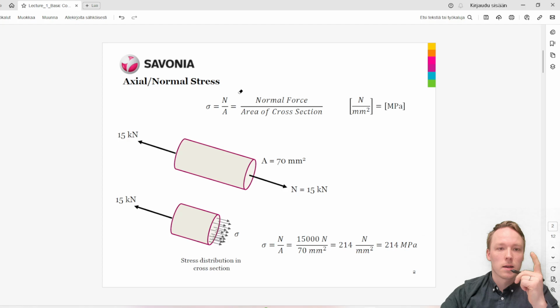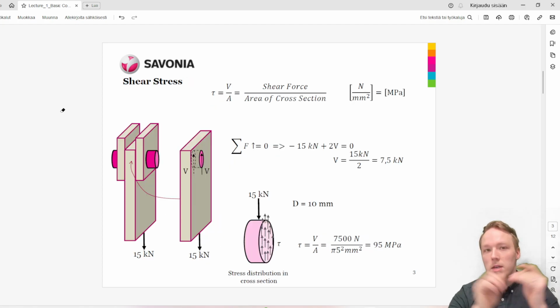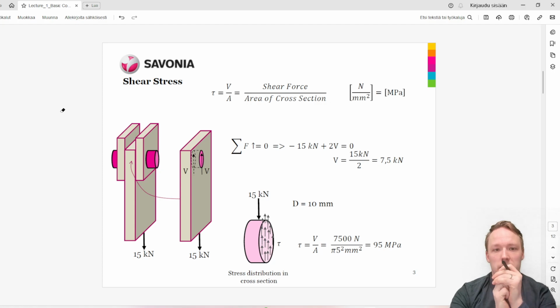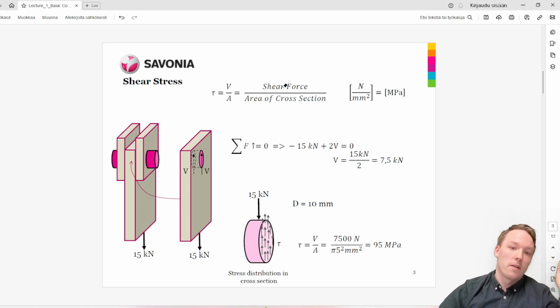So important thing, the formula: normal force divided by cross-section area. Units will be megapascals. The letter denoting stress is Greek letter sigma. Okay. Number 1. Number 2, shear stress. Well, the basic formula for shear stress is pretty much quite similar, but instead of having normal force, we have now shear force divided by the area of cross section. And the difference in here is that the shear stress is denoted by letter tau, Greek letter tau.